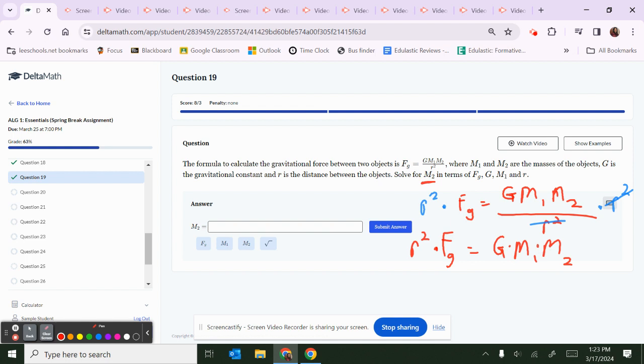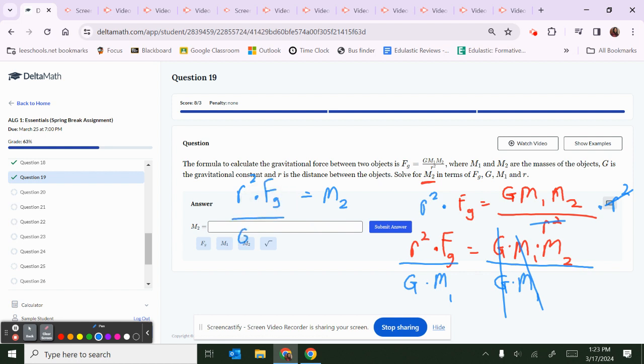Okay. So I would need to get rid of two things that I'm multiplying by. To get rid of two things I'm multiplying by, I would divide by them. So I would divide by G and m1 because I need to get m2 all by itself. So over here, I need to also divide by G that's being multiplied by m1. All right. This cancels this, and your m2 is equal to r squared being multiplied by Fg over G being multiplied by m1.